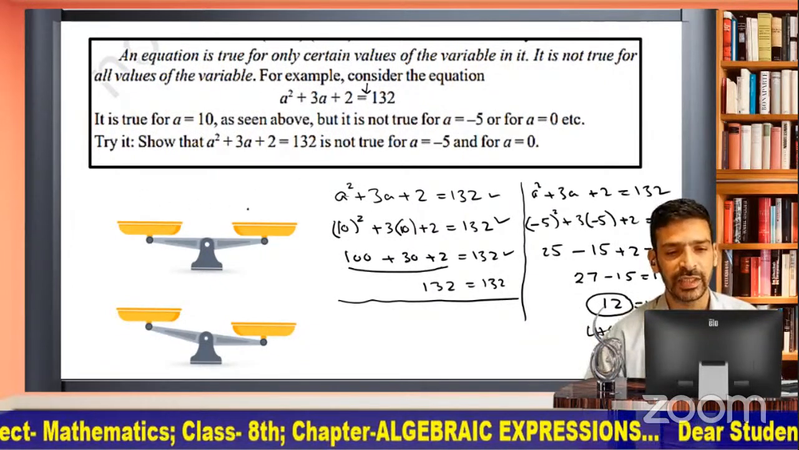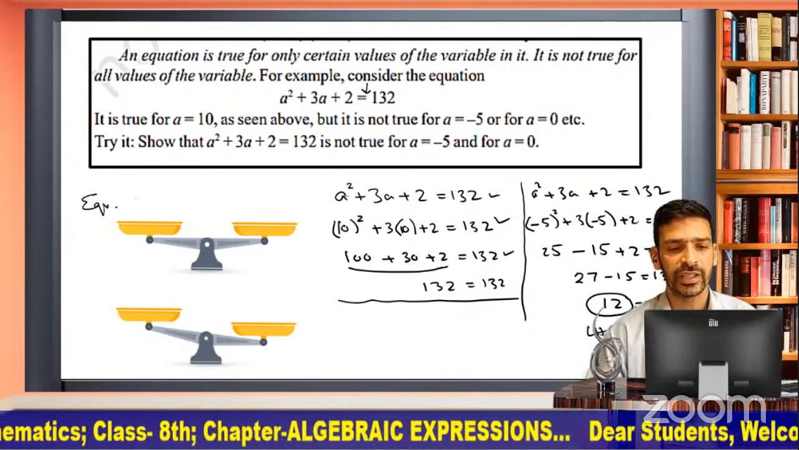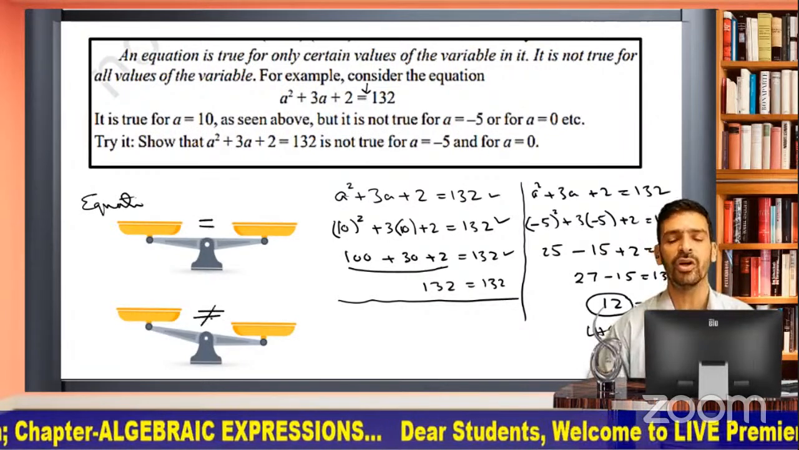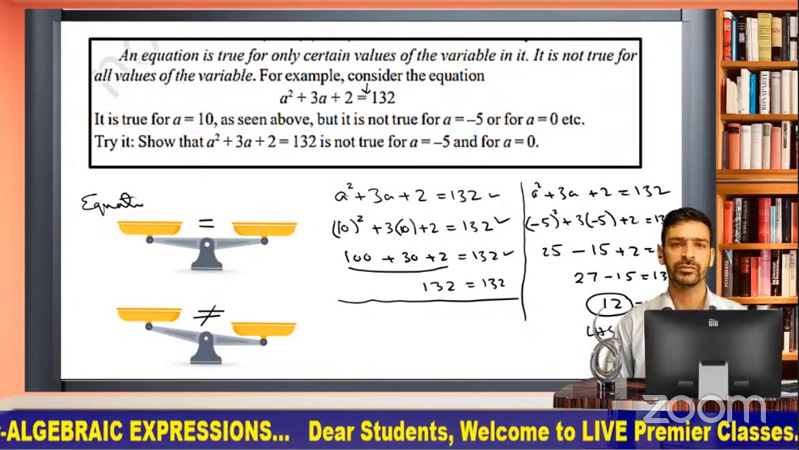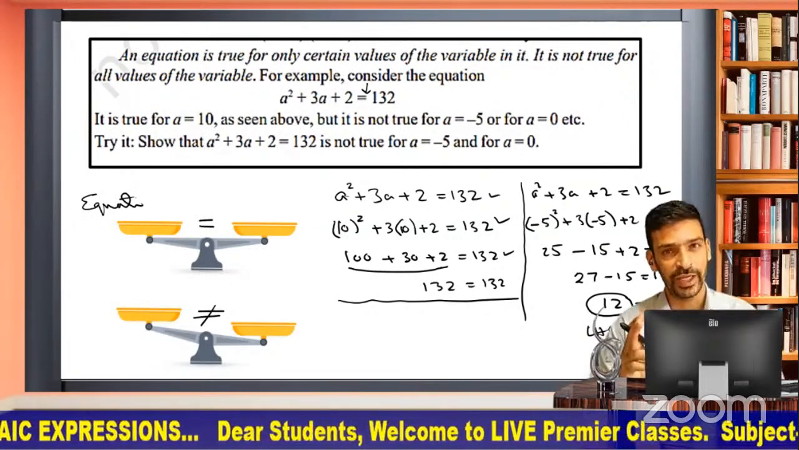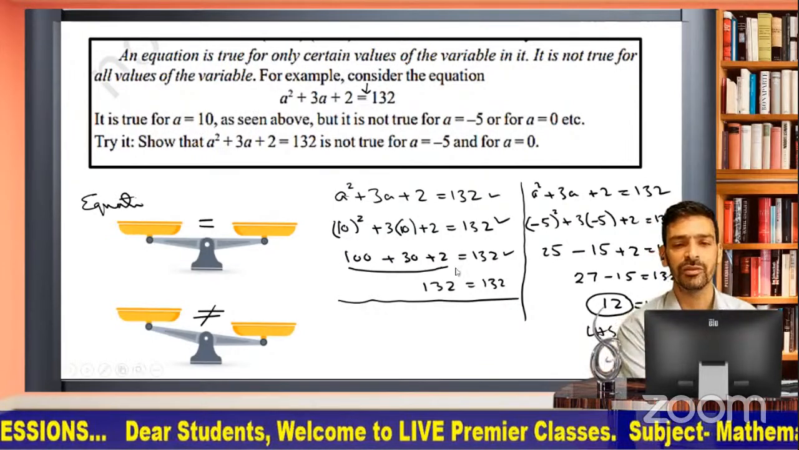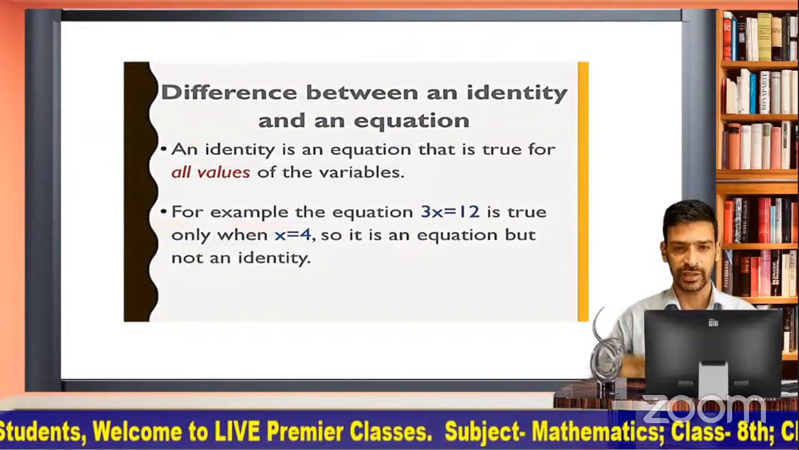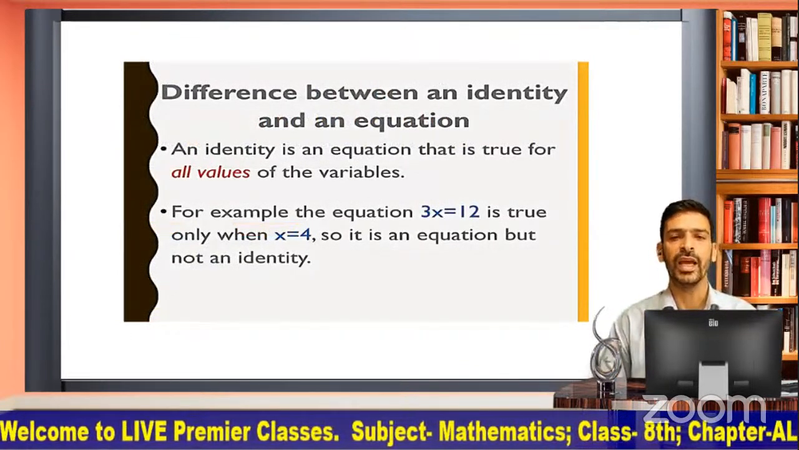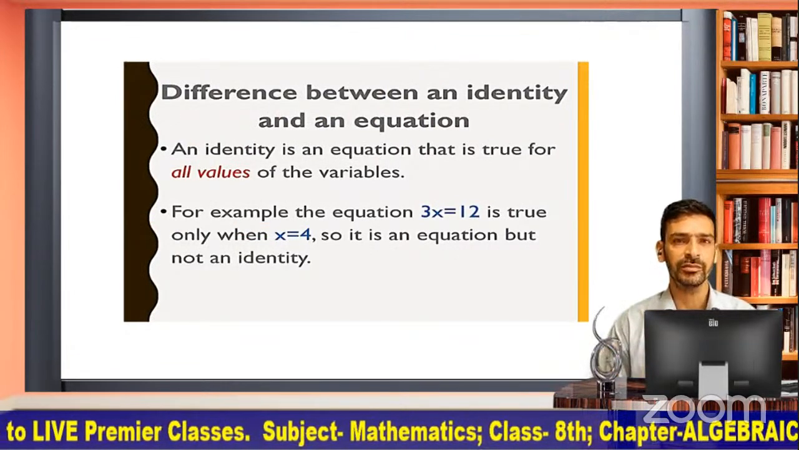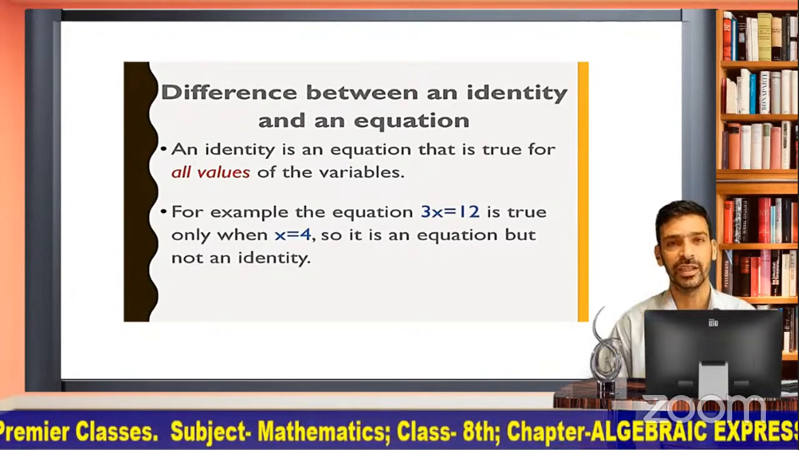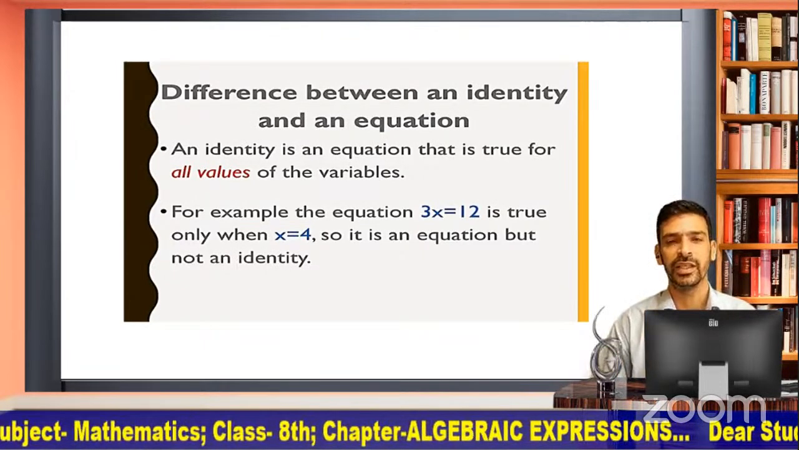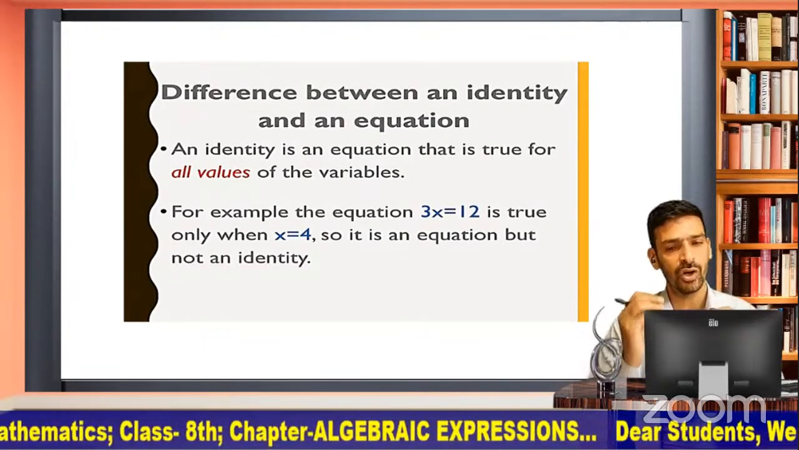इसीलिए यहां मैंने रिप्रेजेंटेशन दिखाई है. These equations can be equal for some values, but these are not equal for all values. But for identity, it is equal for all values. So what is the difference between an identity and an equation? Let us come to close. An identity is an equation. देखिए आइडेंटिटी इक्वेशन है, लेकिन इक्वेशन आइडेंटिटी एवरी टाइम नहीं है. An identity is an equation that is true for all values of the variables.